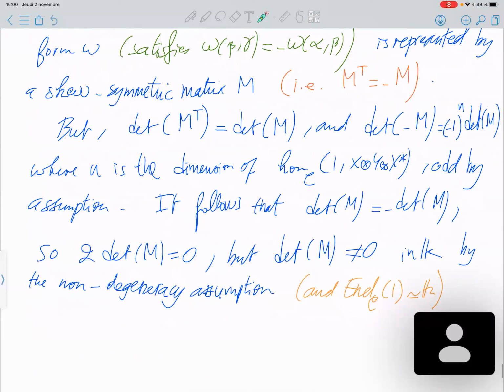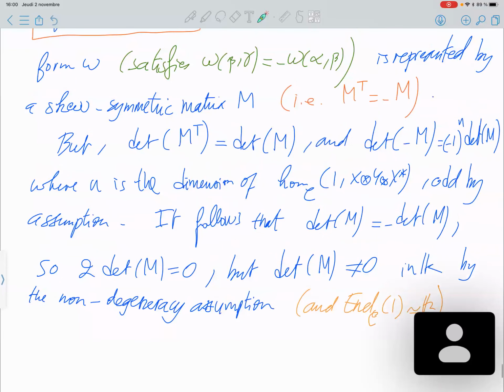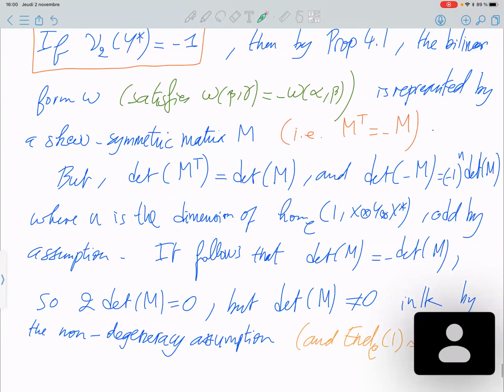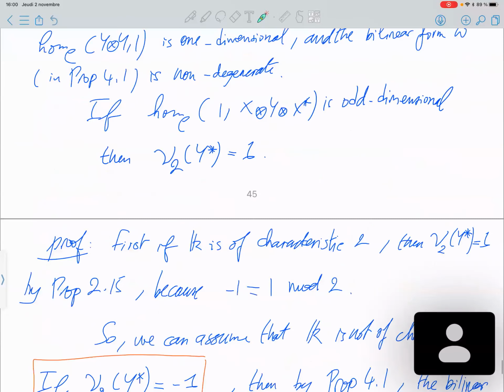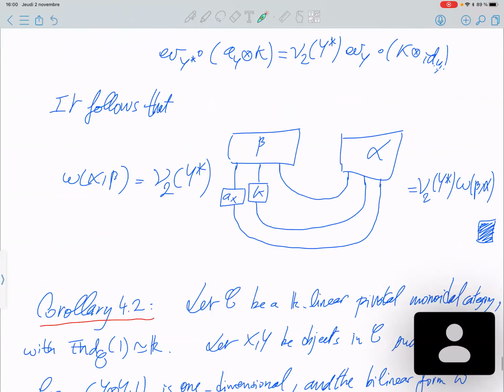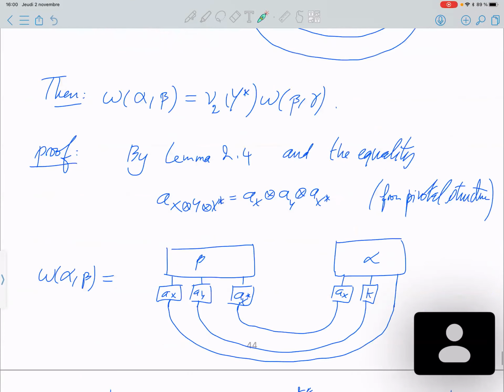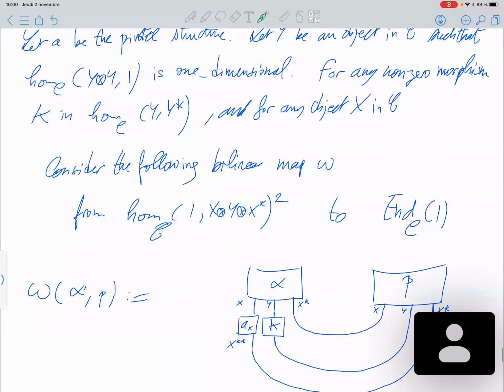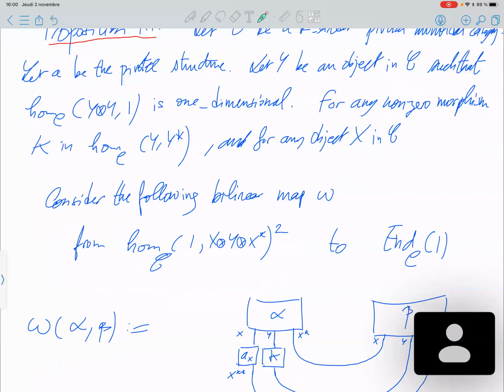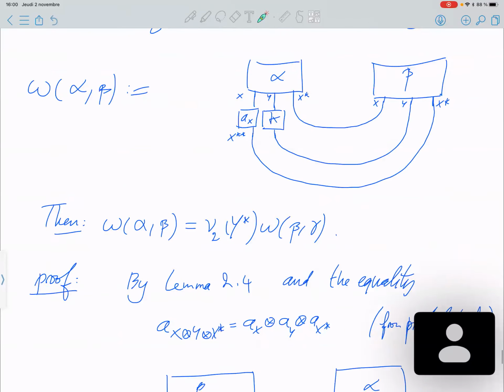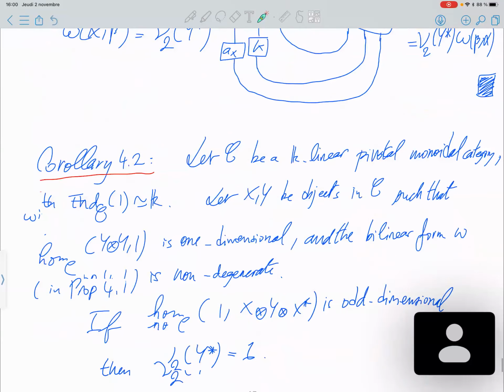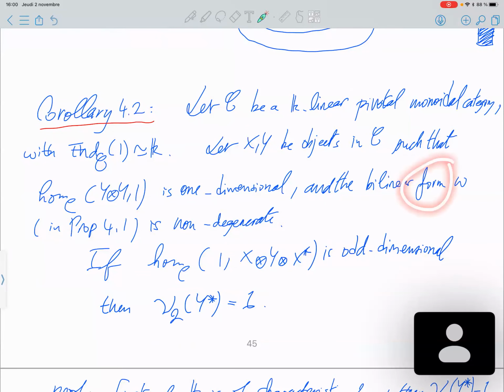Yeah, it's a bilinear form. Yeah, bilinear. Okay, here the notation is bilinear map. It's a bilinear map, it's not a bilinear form. Bilinear form means it maps to the scalar. But here, we don't assume this to be the scalar, so it's just a bilinear map. But here, it's a bilinear form.